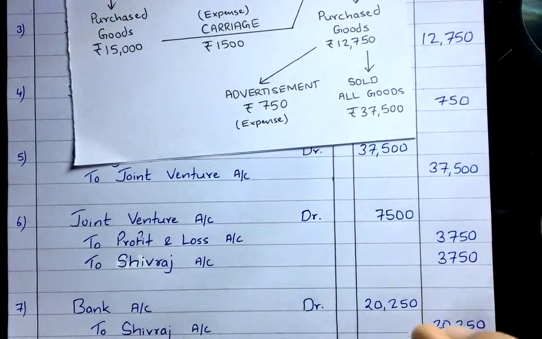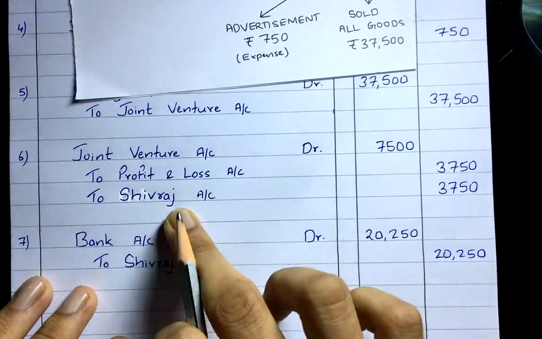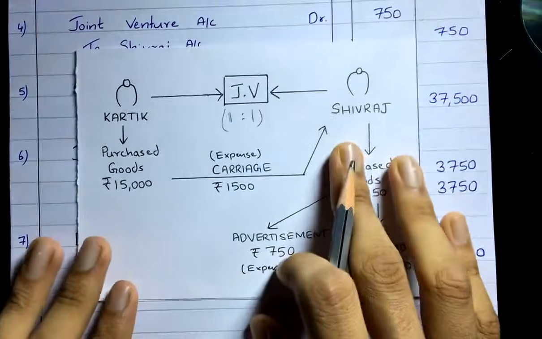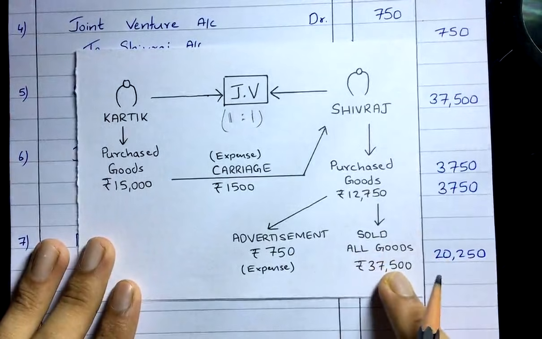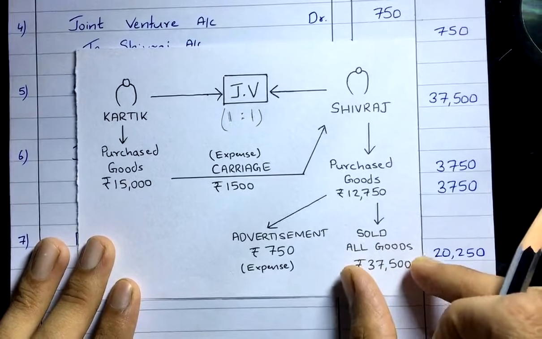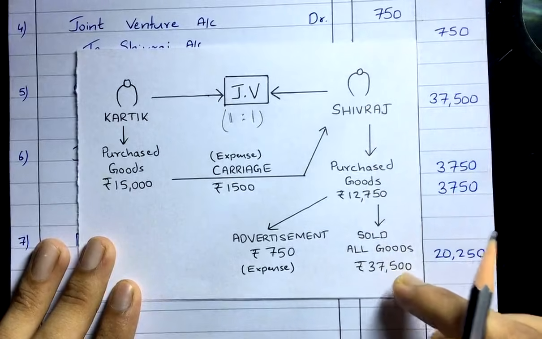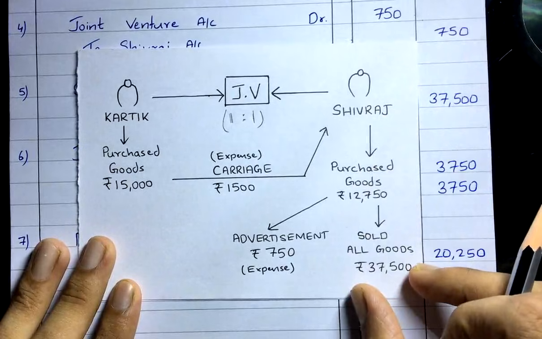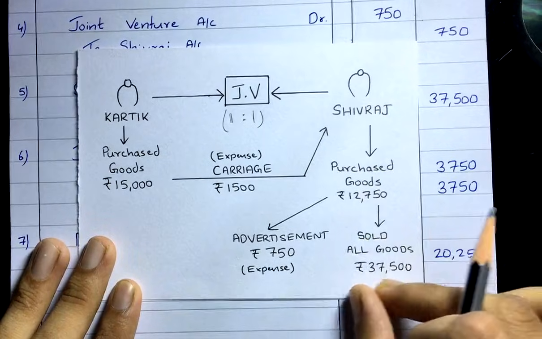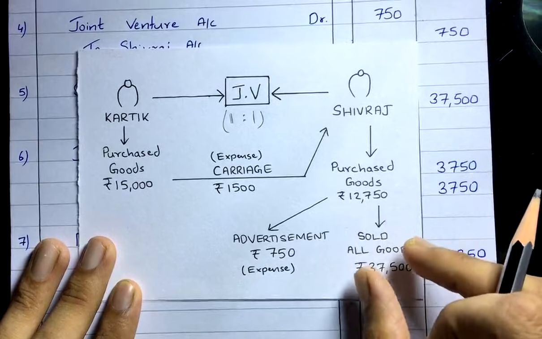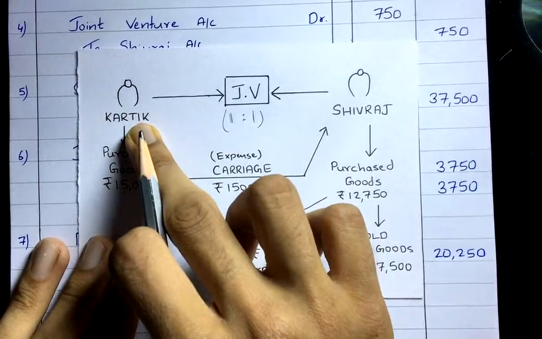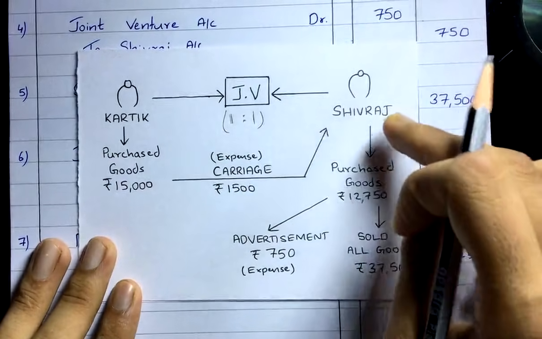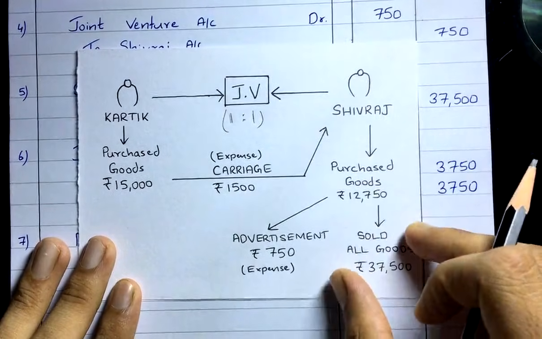And then at last you need to find out the balance in the Shivraj account. See, at last what happened? Shivraj sold the goods, right? 37,500, and then he received all this money in his account. Now he has to take his share and everything, his profit, and then whatever money is left, he has to give that money to Karthik, right? So that is what we are going to do. We are going to find out the balance in the Shivraj account, and that balance will go to Karthik.